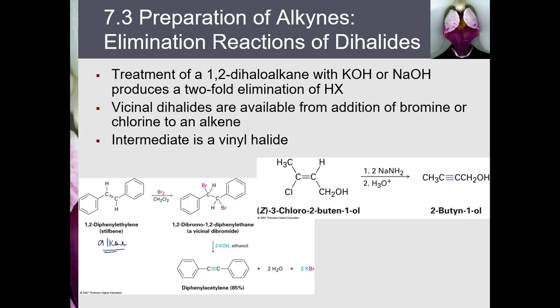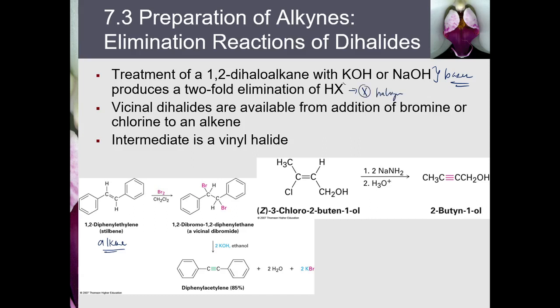So, treatment of a 1,2-dihaloalkane with potassium hydroxide or sodium hydroxide. KOH and NaOH, these are bases. In the process, they will produce a twofold elimination of HX. Again, HX, the X here will refer to the halogen.